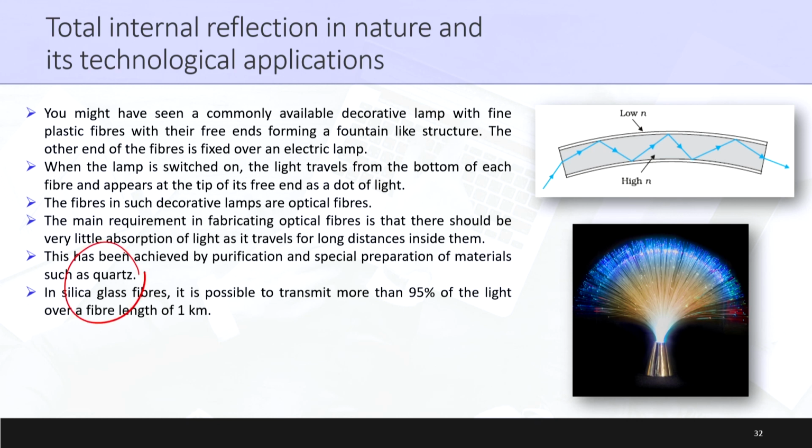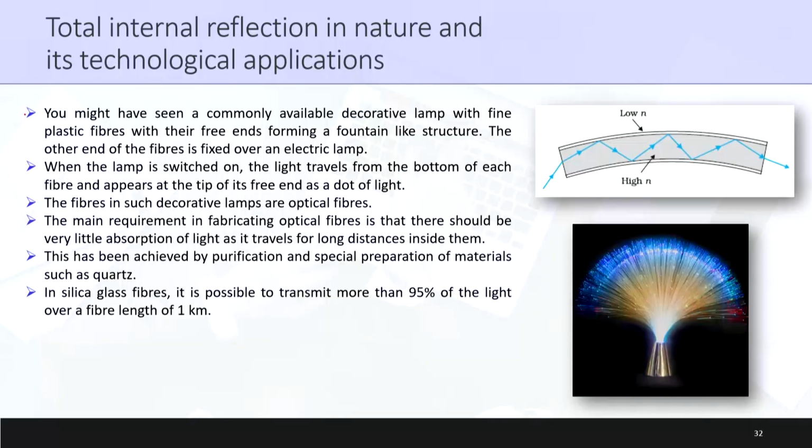So, basically quartz is used in an optical fiber, and in silica glass fibers it is possible to transmit more than 95% of light over a fiber length of 1 kilometer. So, this is basically much more efficient. The materials used for transmission of data using optical fibers are quartz and silica. So, that is it from the total internal reflection part.